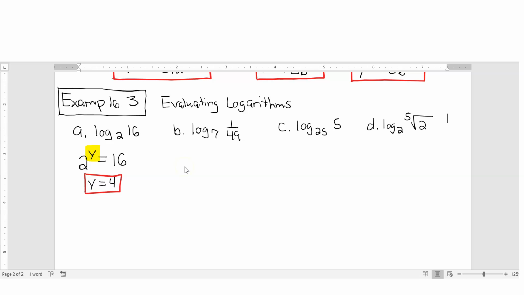In part B, again, we'll identify the base. And the result of the logarithmic expression will be this exponent y that we're looking for. And that is going to equal some value 1 over 49. Now, just remember, 1 over 49 is 1 over 7 squared, which is also 7 to the minus 2 power. So in this case, y will equal minus 2.